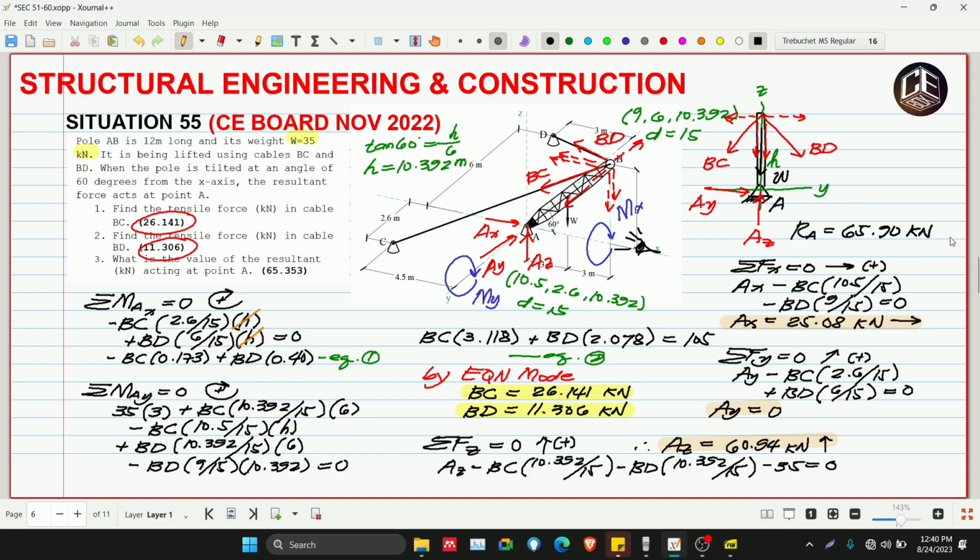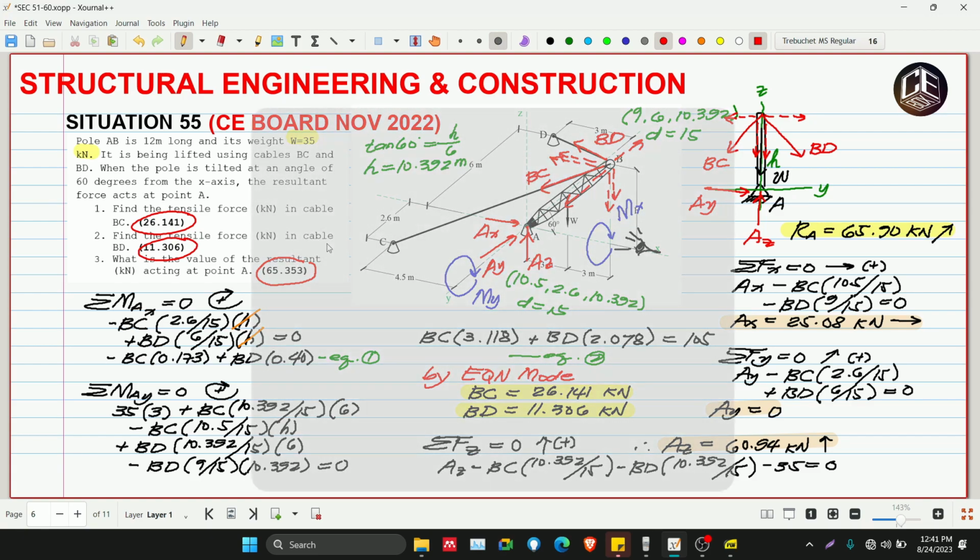65.90 kilonewton. Ang direction niya is 2D lang. Upward to the right. Kasi 0 yung ating AY eh. So, upward to the right ang ating resultant force para sa support at A. Ayan. So, nakuha naman natin sa sagot to, 65.5. So, malapit pa rin naman yung ating sagot. So, decimal na lang yung yan. But anyway, nakuha pa rin naman natin yung whole value niya na 65. Okay? So, yan. So, medyo complicated lang talaga pagdating sa 3D forces.